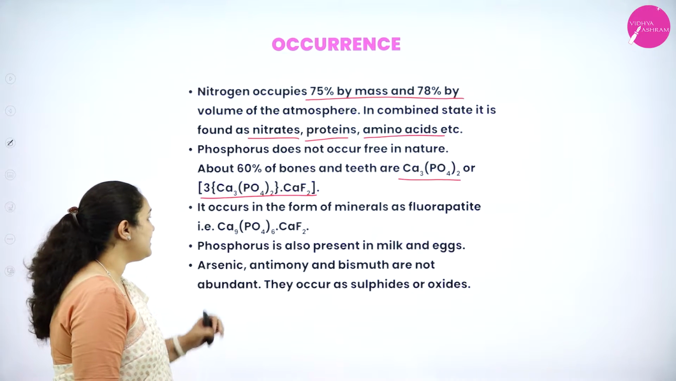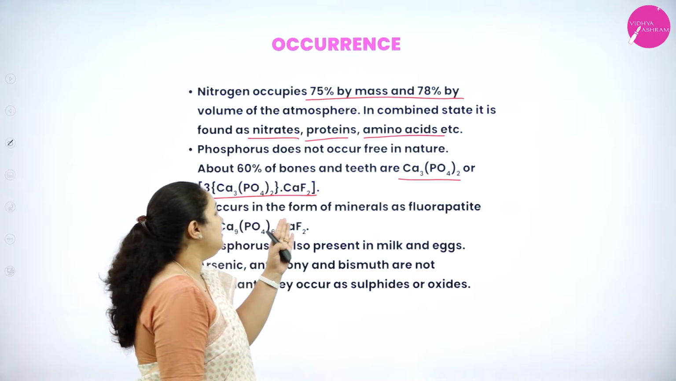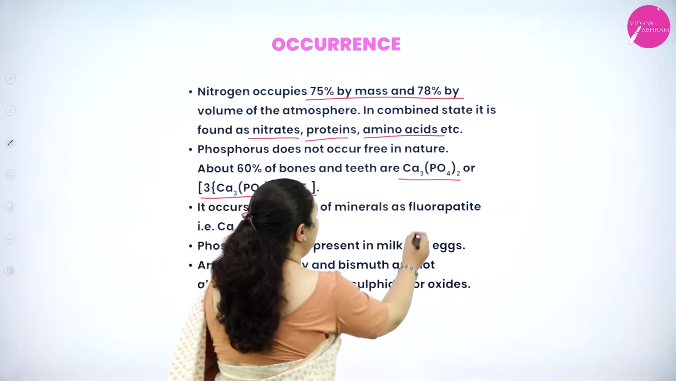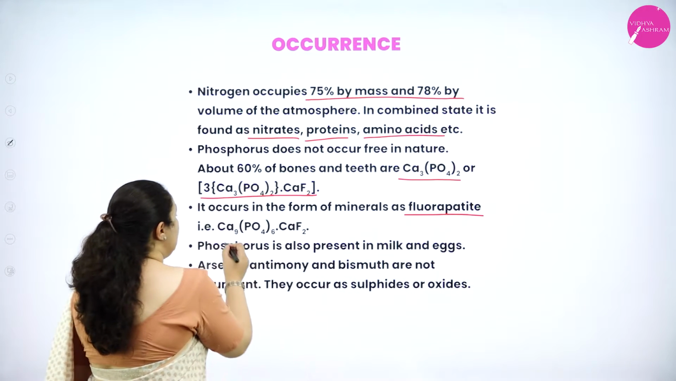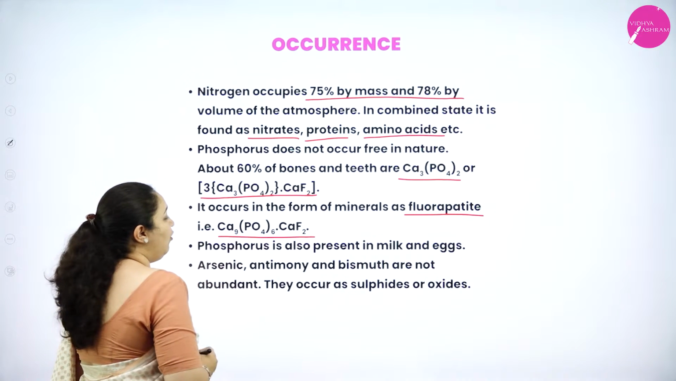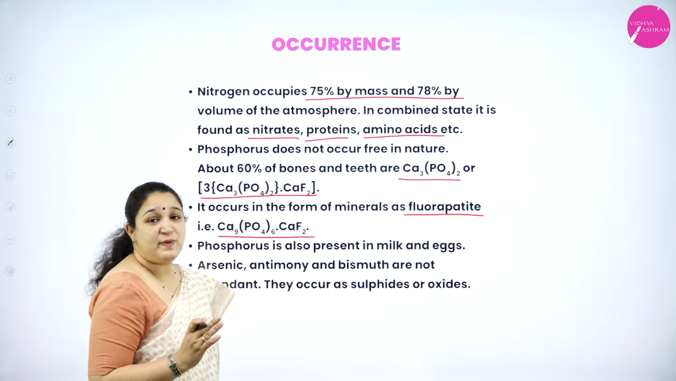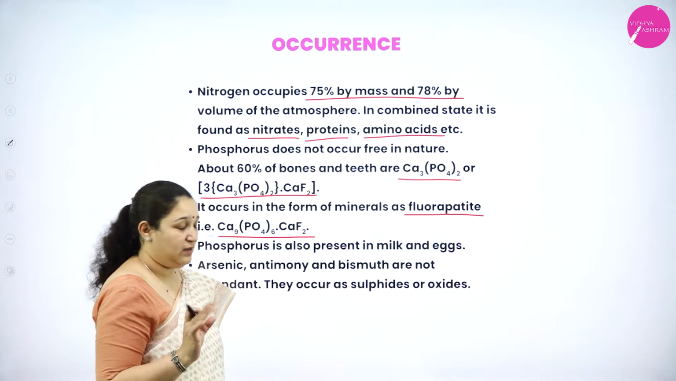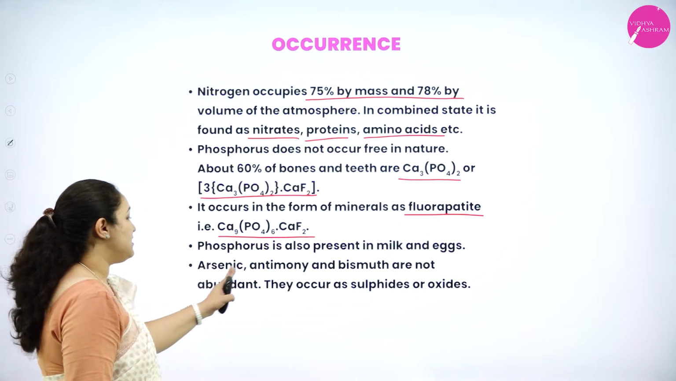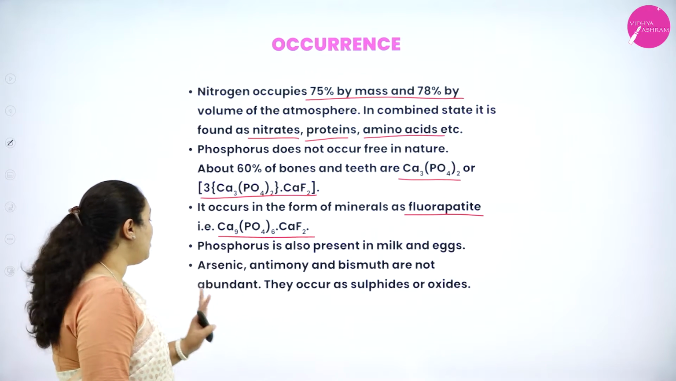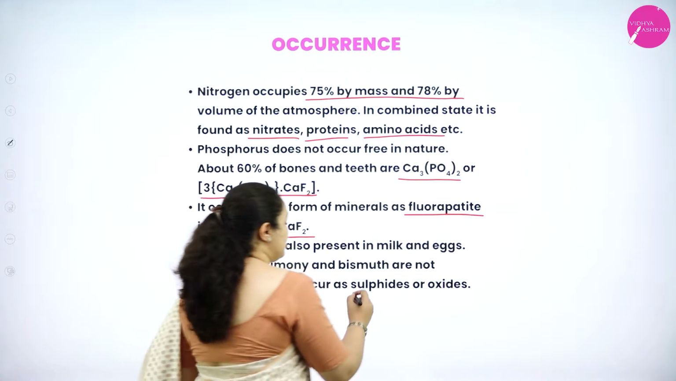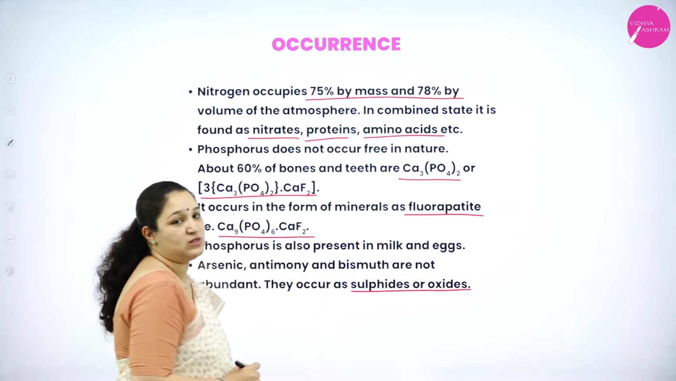Then you have to know to write the formulas. Okay. Next, it occurs in the form of minerals as fluorapatite, that is Ca9(PO4)6·CaF2. Phosphorus is also present in egg and milk. Okay. Next, coming to arsenic, antimony and bismuth, they are not abundant. They occur as sulfides or oxides.